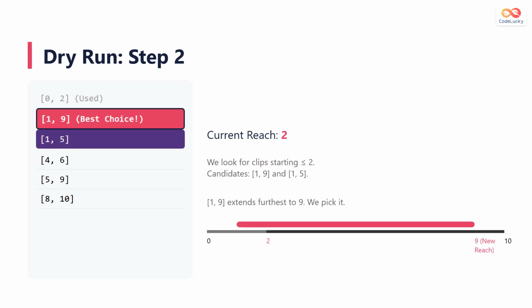Now our current reach is 2, we need to extend it. We look for all clips that start at or before 2. We have two options, a clip from 1 to 9 and a clip from 1 to 5. Both are valid candidates. Comparing them, the clip ending at 9 gives us a much bigger jump, so we greedily choose that one.